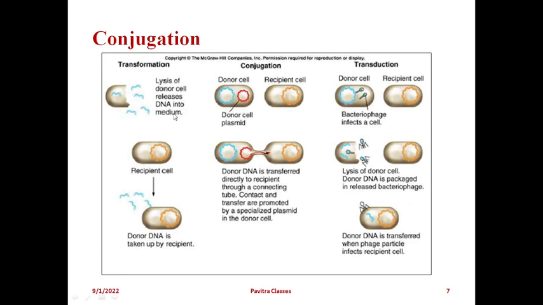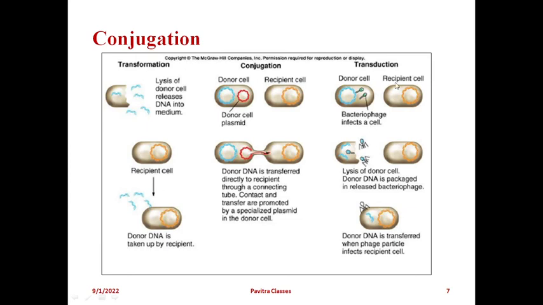Here you can see the cell is dying with the lysis process. Again, whatever the genetic material is there, it will attach to the recipient cell. But in conjugation, what happens? The donor cell and the recipient cell connect through the cell membrane and direct transfer takes place. This is conjugation. In transformation, cell lysis is there. In conjugation, cell lysis is not there.